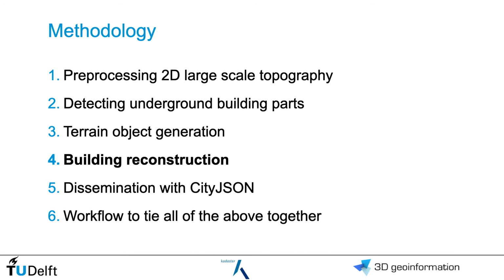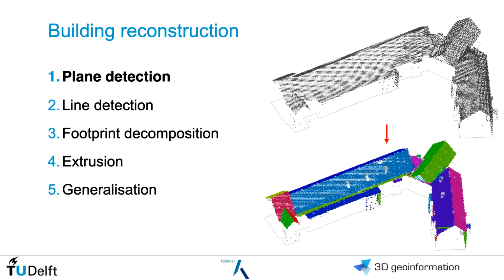Next is the LOD 1.3 building reconstruction. In this phase, a more detailed roof geometry is computed for each building based on a building footprint and the matching building points. This is a 5-step procedure. In step 1, planes are detected in the point cloud. You can see the different planes with different colors in this image.